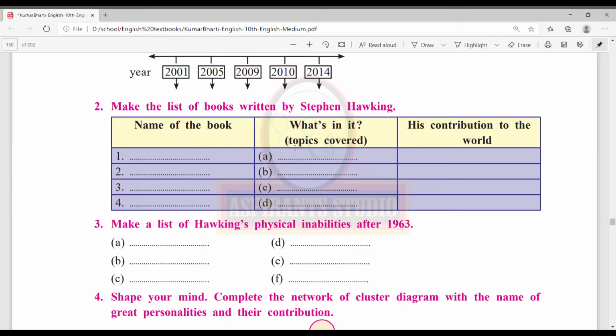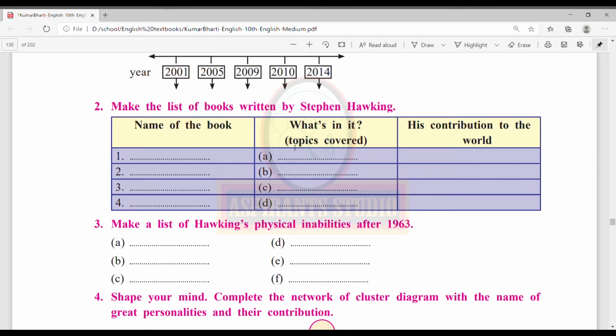2. Make a list of books written by Stephen Hawking. Name of the book, what's in it, topics covered, his contribution to the world. 1. A Brief History of Time. Topics covered: overview of space and time, existence of God and the future. His contribution to the world: an account of cosmology for the masses.